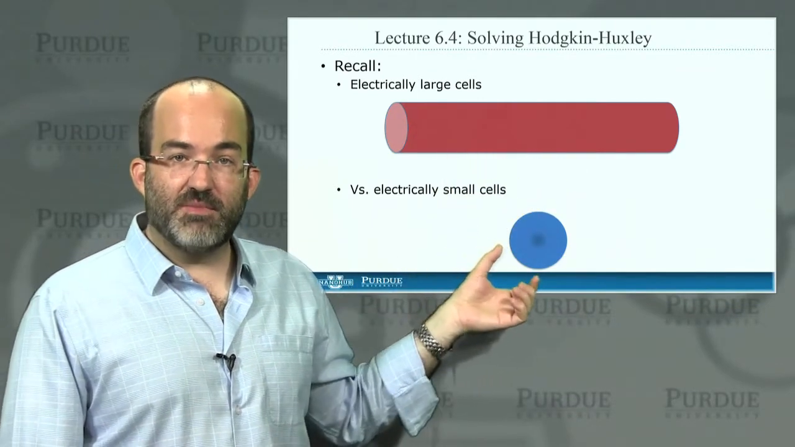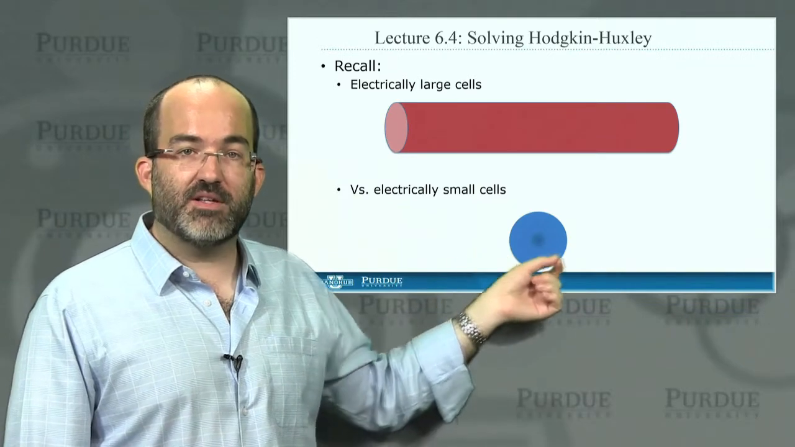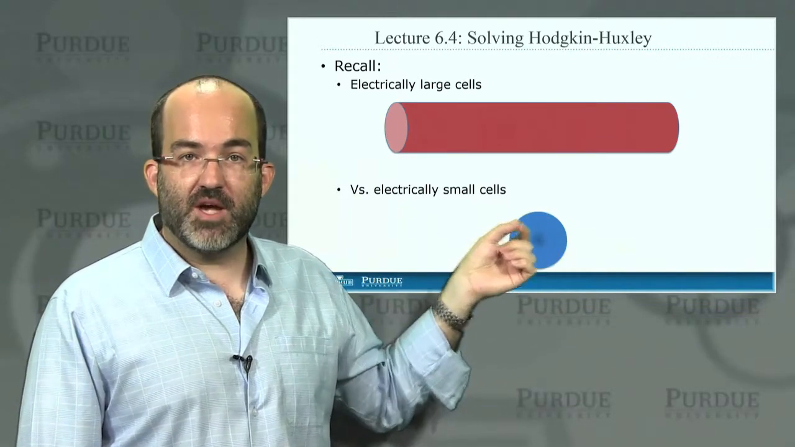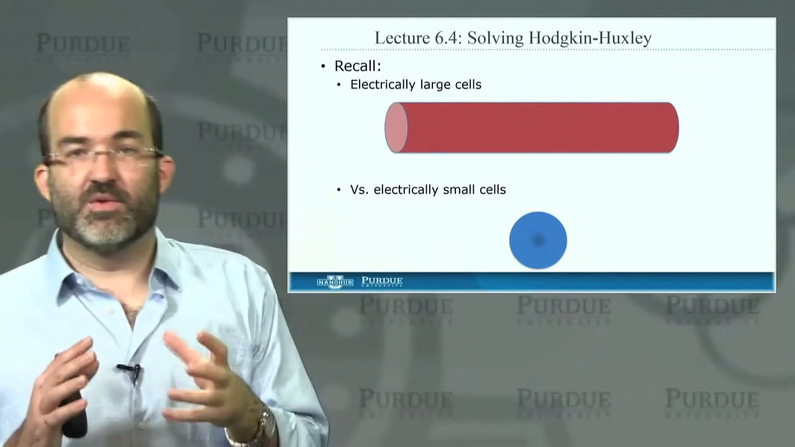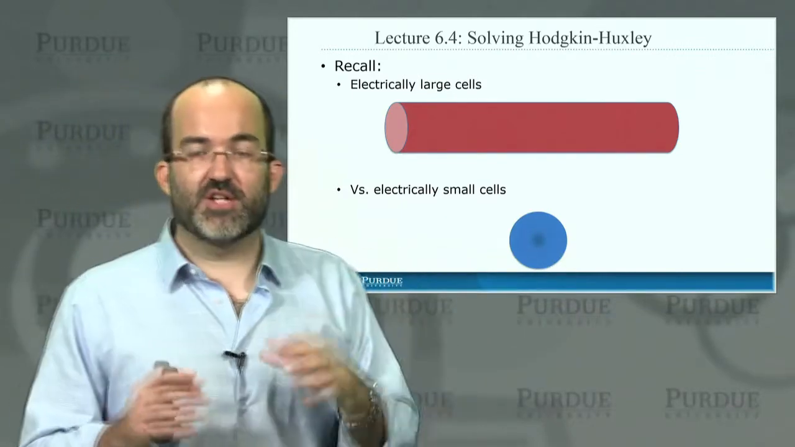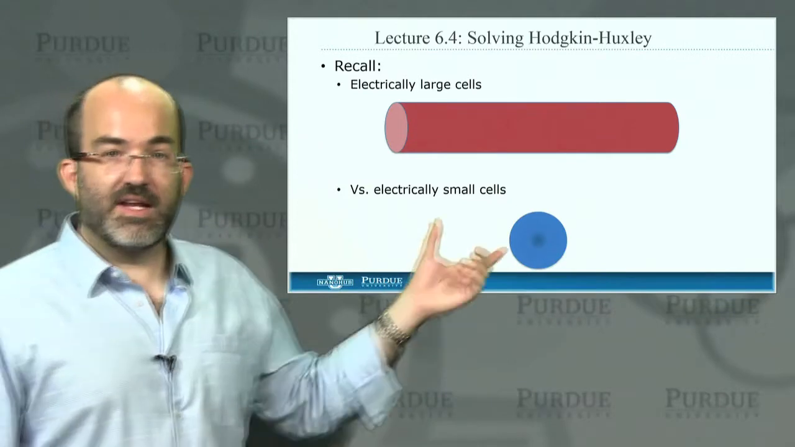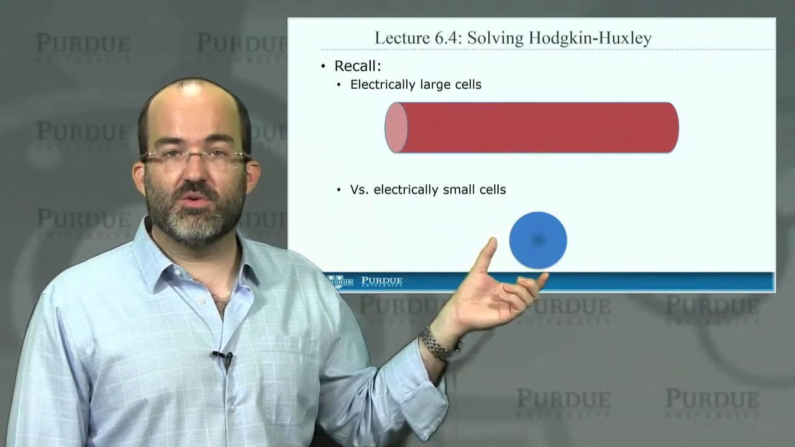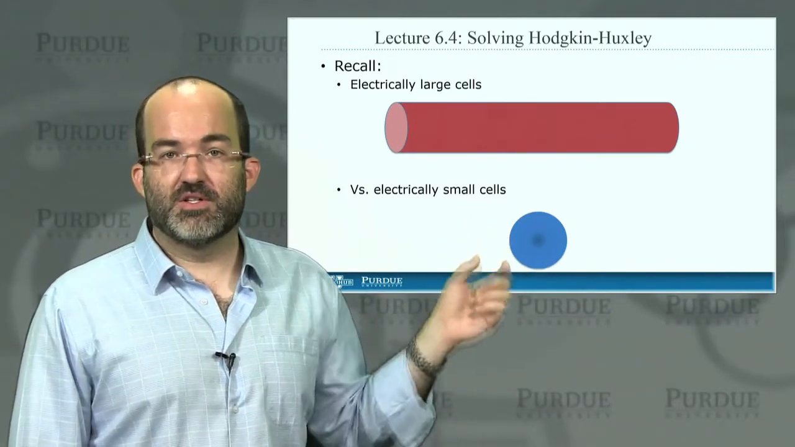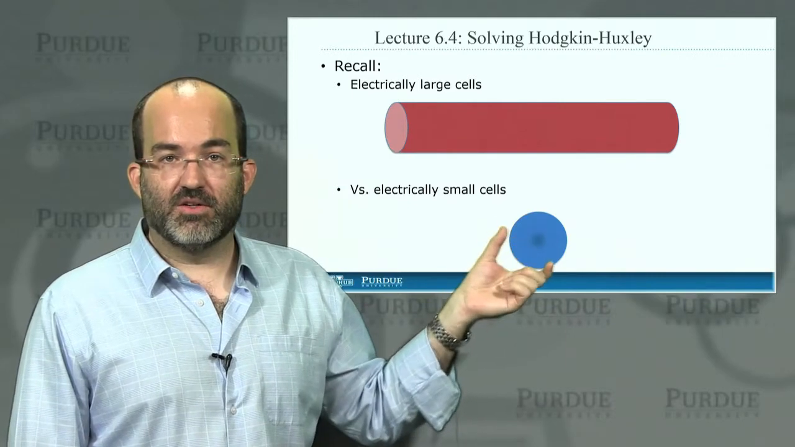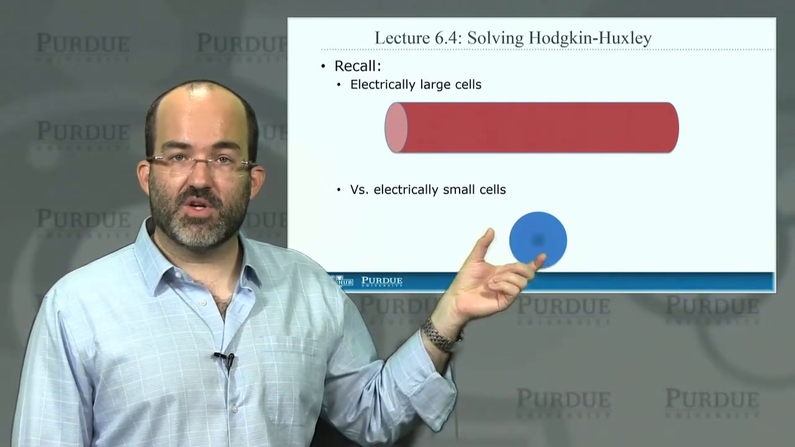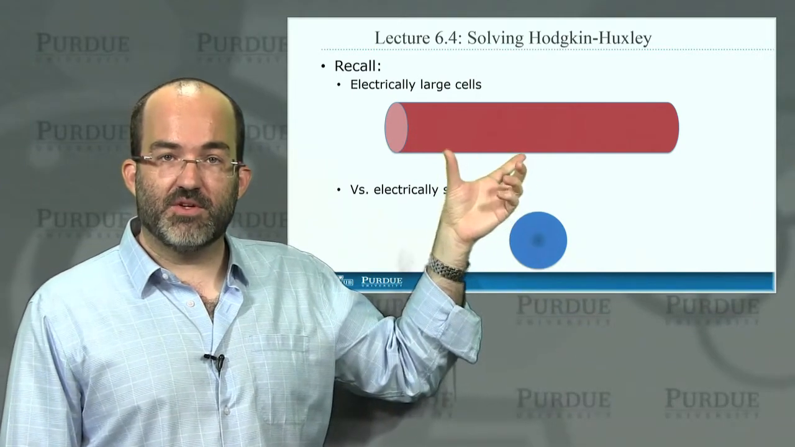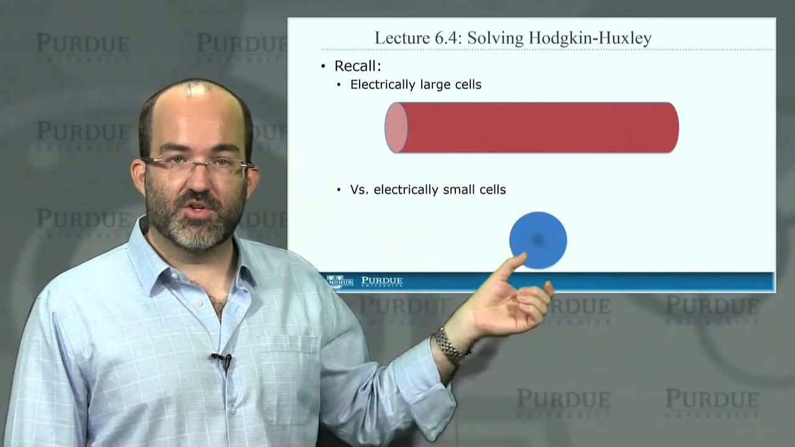In an electrically small cell, the voltage at any point in the cell is assumed to be equivalent to the voltage everywhere else, because the cell is so small there really isn't enough room to have a difference in potential from one place to the other. In an electrically small cell, you can use the membrane action potential equation to model the electrical relationship between the membrane voltage and the current in that cell. So you can use different equations depending on whether you're looking at large cells or small cells.